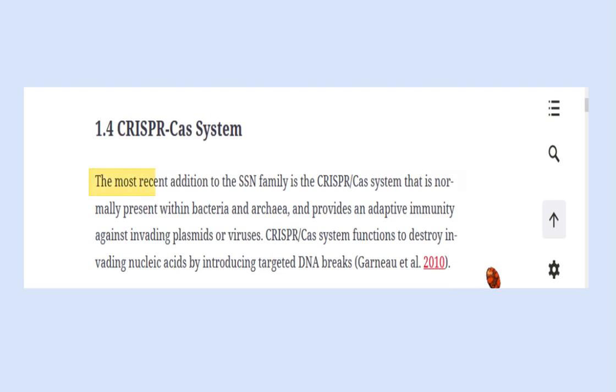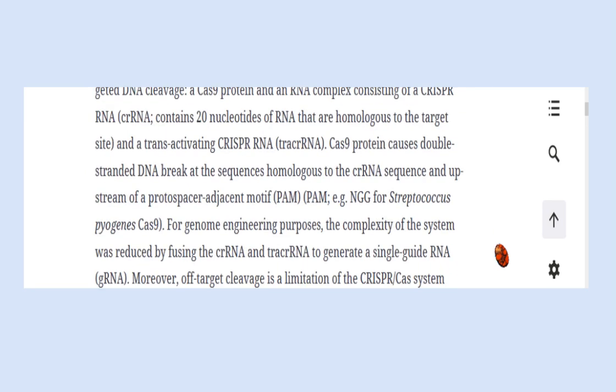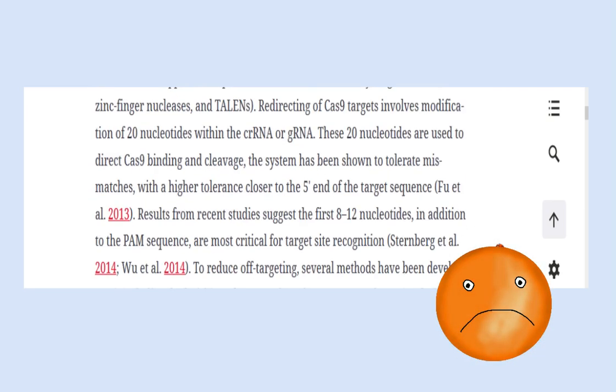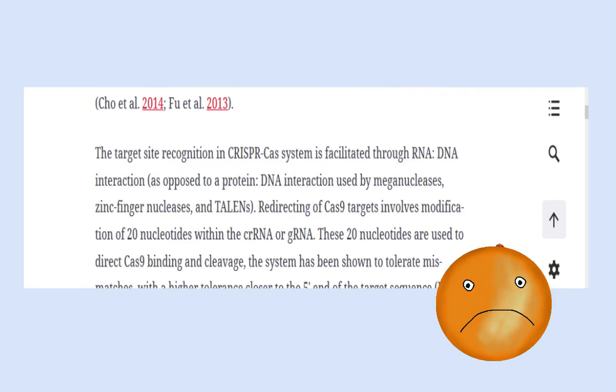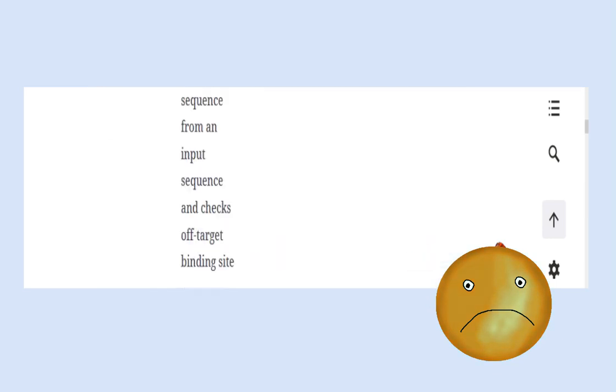The most recent addition to the SSN family is the CRISPR-Cas system. This is normally present within bacteria and archaea and provides adaptive immunity against invading plasmids and viruses. So there's lots of Cases out there. This is complicated. This is really complicated. There's even computer programs.